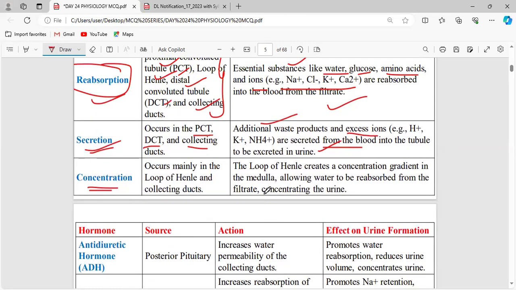Okay. Now, which part is involved in maintaining the concentration of urine? That will be the loop of Henle and the collecting duct. The loop of Henle creates the concentration gradient in the medullary region. What it is doing actually is that water has to be reabsorbed as much as possible from the filtrate, concentrating the urine. If the urine is devoid of water, then the urine will be more concentrated. If the urine is rich in water, then we call it dilute urine.